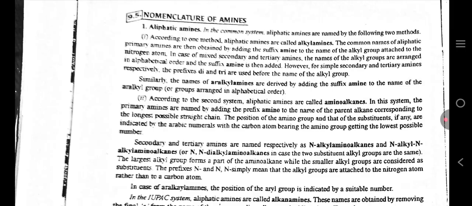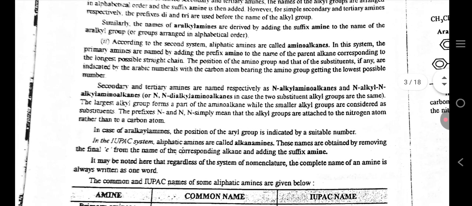In case of mixed secondary and tertiary amines, the names of the alkyl groups are arranged in alphabetical order and the suffix amine is then added. However, for simple secondary and tertiary amines respectively, the prefixes di and tri are used before the name of the alkyl group. Similarly, the names of aryl alkyl amines are derived by adding the suffix amine to the name of the aryl and alkyl groups arranged in alphabetical order.